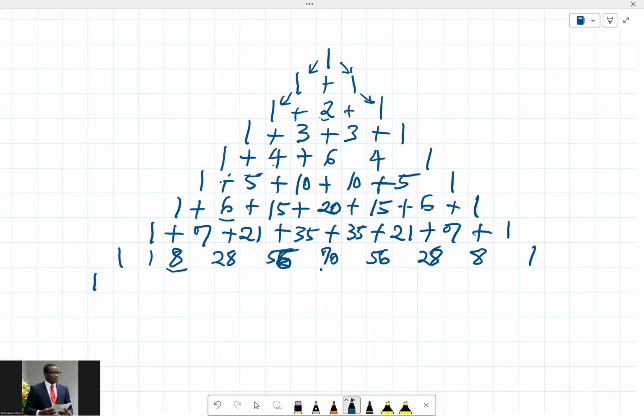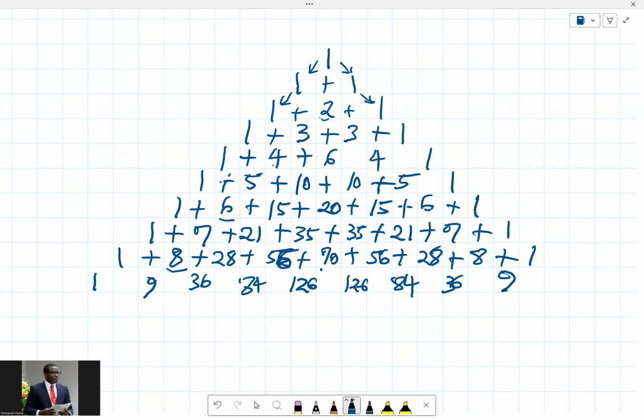Power 9, you have 1. 1 plus 8, 9. 8 plus 28 is 36. 28 plus 56 is 84, in short. Then here you have 126, I believe. Then here again you have another 126. Then next 56 plus 28 again is 84. 28 plus 8 is 36. 8 plus 1 is 9. And then you drop 1.